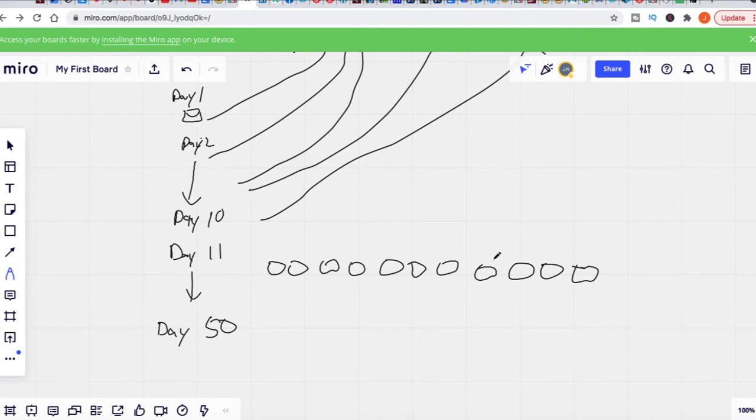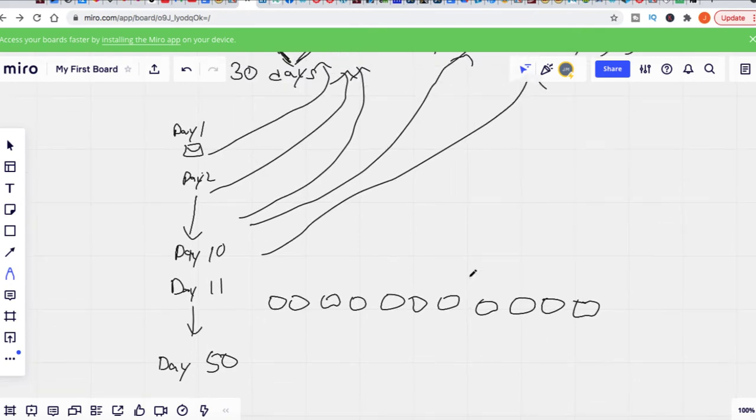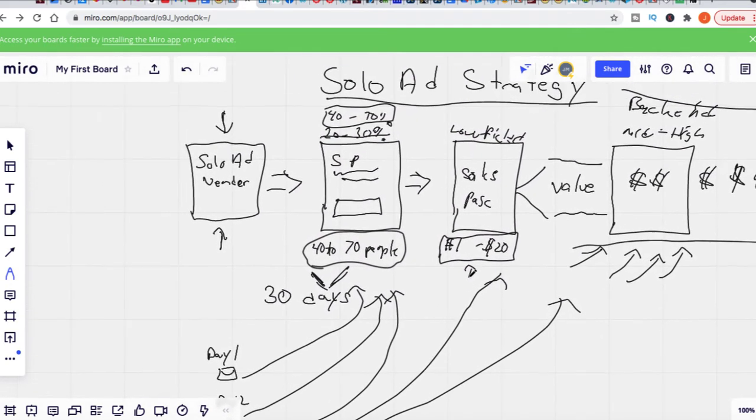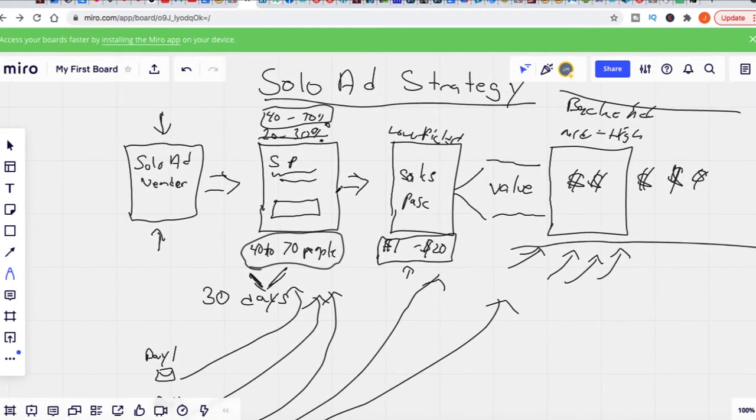But what I like to do is, for your first 10 days, you're actually going to be promoting your first solo ad strategy here, this first funnel that you're going to be building out. And hopefully you make a lot of money within here. Hopefully you get some sales through the low ticket. Hopefully you get some sales all through the back end here, but then it doesn't really stop.